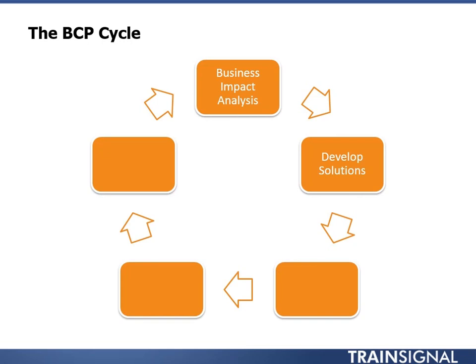Then you try to fix stuff. You develop solutions. You create plans to respond to the different events, starting with the highest priority events that you identified in the business impact analysis phase. Then you implement and you train. You document these processes step by step. You test them. You bring your employees in and you train them.